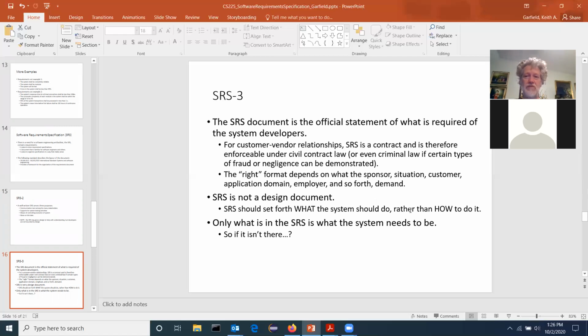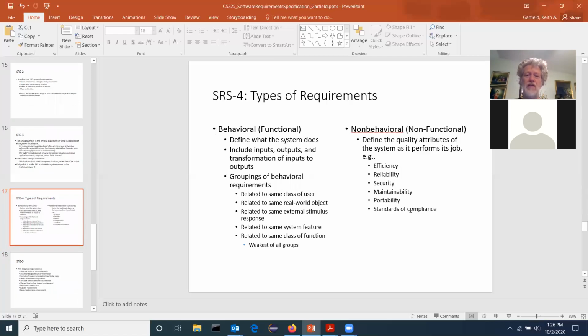That's the official statement of what is required. Again, that goes back to money. There's basically two types of requirements, the functional and non-functional. We are only going to focus on functional in this class. The non-functional tend to be things that are difficult to measure. Efficiency, maintainability. How are you going to measure maintainability of your code? Well, you're not going to do that because you're going to write your code and then you're not going to maintain it till after the semester. But you can do the functional requirements.